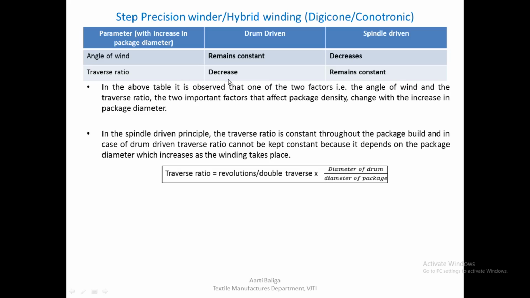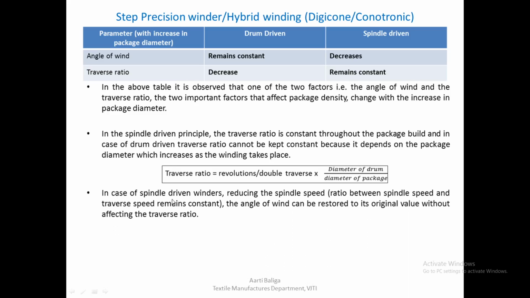So let me look at the other option that we have, that is a spindle driven, whether something can be done with the angle of wind, so that if I'm able to keep both these factors constant, I would get a uniform package density. So in the case of spindle driven winders, reducing the spindle speed, that is the ratio between spindle speed and traverse speed, will still remain constant if I were to even reduce the spindle speed. So the angle of wind can be restored to its original value without affecting traverse ratio. So let us just see how we can do it.